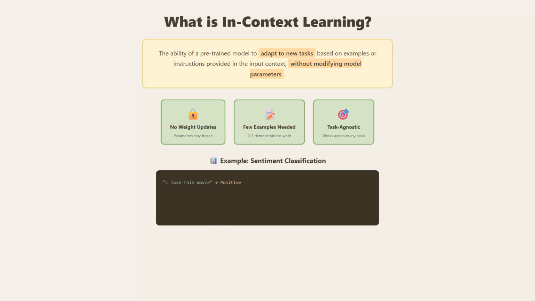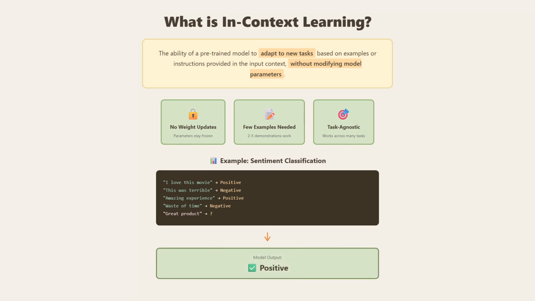There are three essential properties that make in-context learning special. First, no weight updates are needed. The model's parameters stay completely frozen during inference. Second, you only need a few examples. Typically, just 2 to 5 demonstrations are enough to teach the model a new task. Third, it's task agnostic. The same model can handle translation, sentiment analysis, coding, and much more just by changing the examples in the prompt. Let's see this in action with sentiment classification.